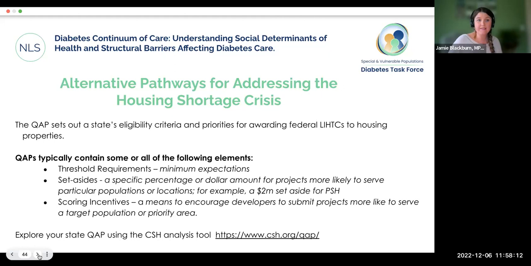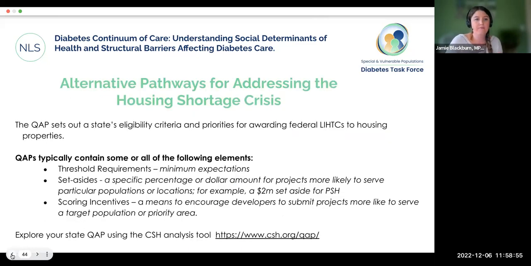So the QAP, which is the qualified allocation plan for your state, typically sets out the priorities for awarding federal LIHTC for housing, right? That's low income housing tax credits. We want more affordable housing in our communities to serve the most vulnerable. There are certain ways these qualified allocation plans can incentivize developers to create more affordable housing. And when you have a strong QAP that has strong preferences to serve vulnerable populations, this can be a really powerful tool without having to raise any new money or pass any new legislation, right?